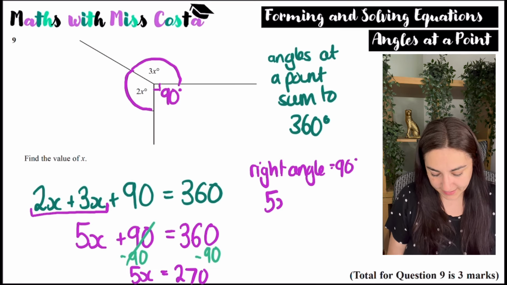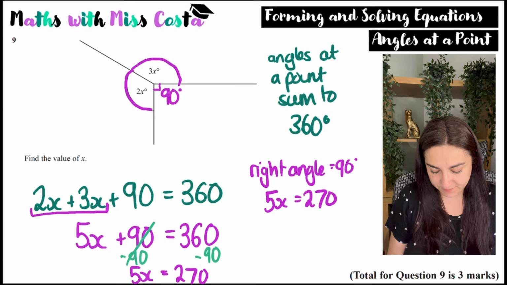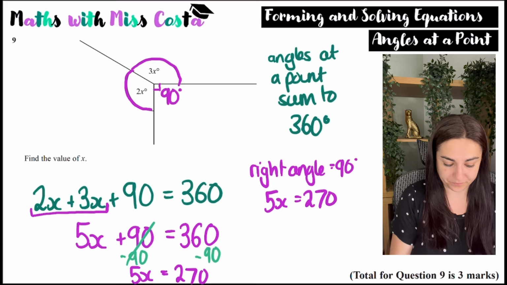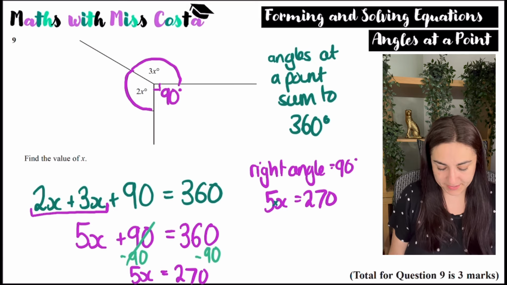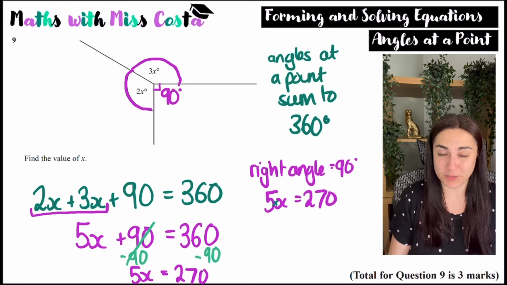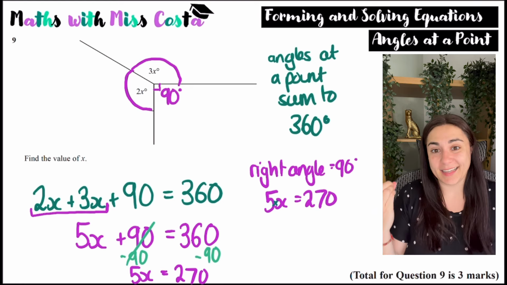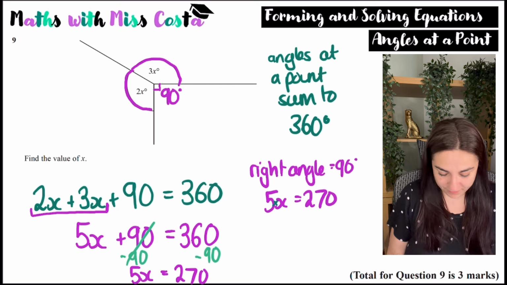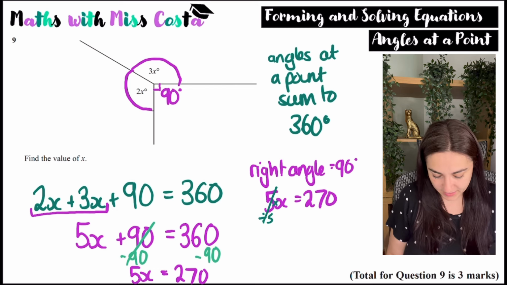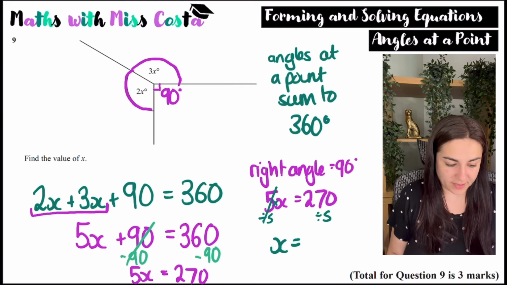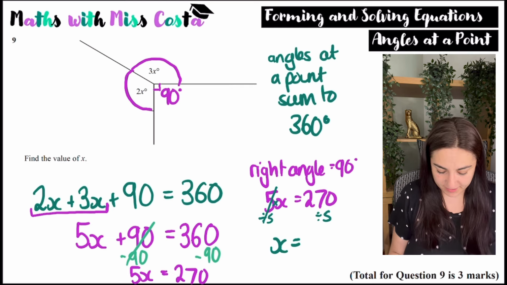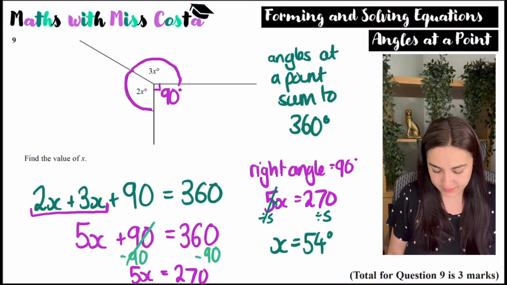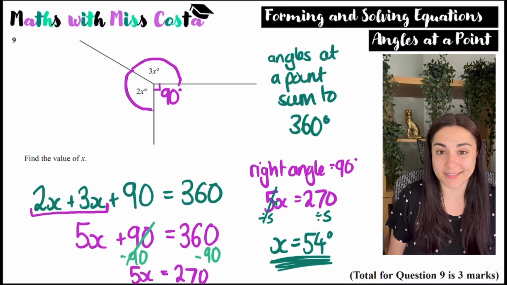So 5x equals 270. The last bit: when I've got a letter and a number next to each other in algebra, that means they're being multiplied. So x is being multiplied by 5. So to get rid of that 5, I'm going to divide by 5, because 5 divided by 5 is 1. So I have to divide this side by 5 as well. So I'd be left with 270 divided by 5 is 54 degrees. And that's my final answer.